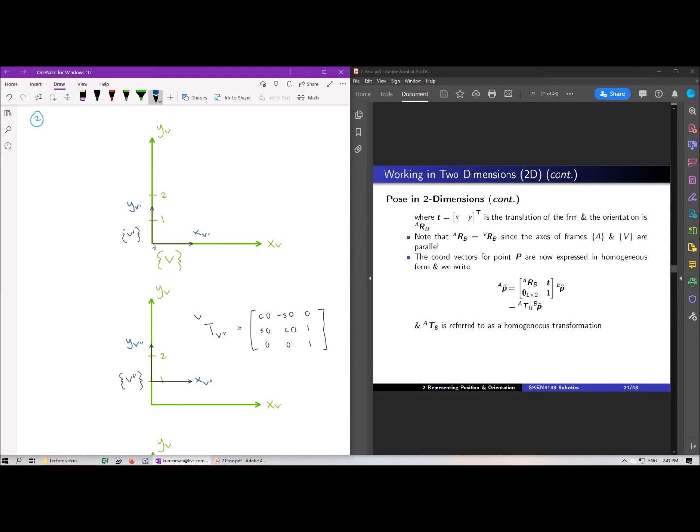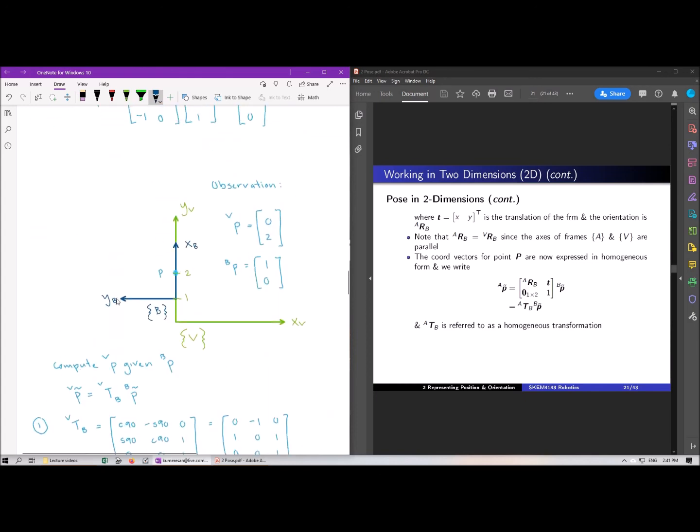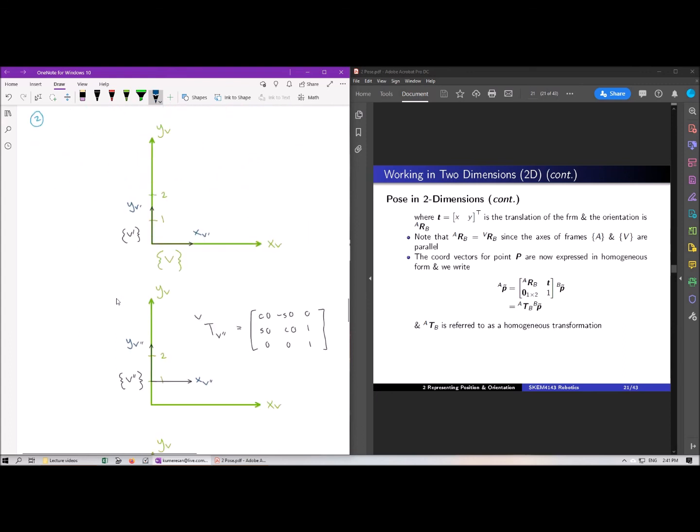So the origin is the same, xv prime pointing in the same direction as xv, yv prime pointing in the same direction as, which is parallel with, yv. So we are going to perform a series of appropriate rotations and translations in order to arrive at coordinate frame B. So how do we do that?